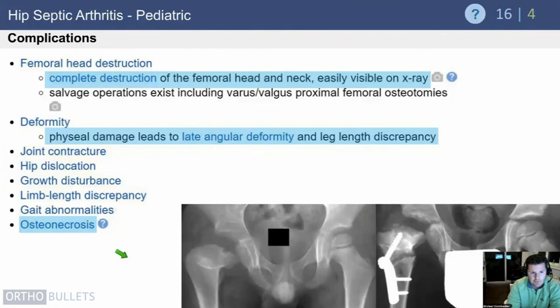So complications: femoral head destruction. We talked a little bit before about how if you have a lot of pressure in the joint, this can lead to complete destruction of the femoral head and neck. This is also from those MMPs that are within the joint. If you have deformity, it's because the physis gets damaged, and you can have a late angular deformity as well as a leg length difference. Also, you can have hip dislocations, more commonly anterior because of the surgical approach. Growth disturbance and LLD are common. And again, if you have a delay, that pressure inside the joint certainly can lead to osteonecrosis.